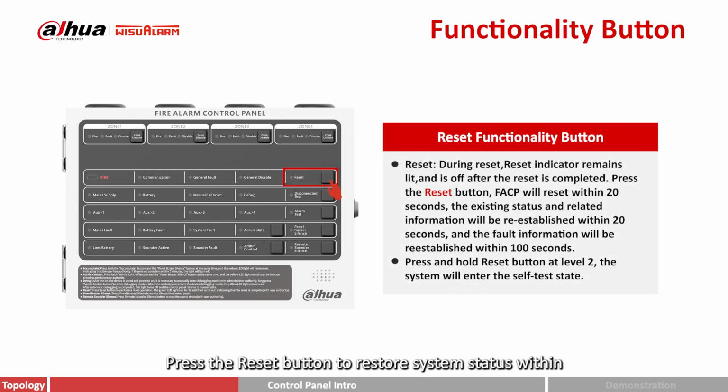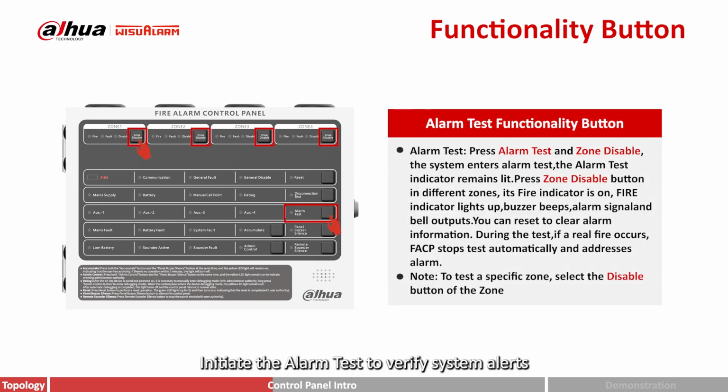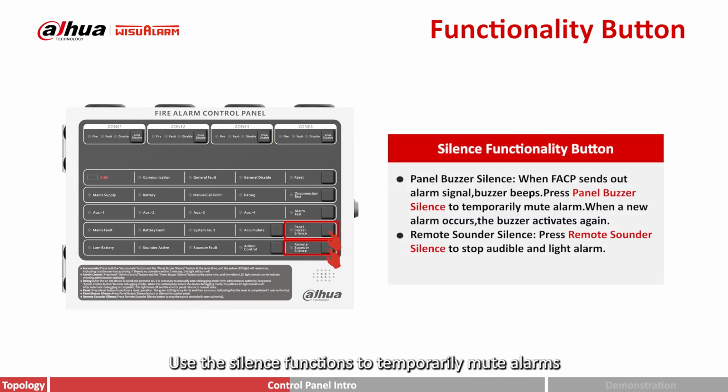Press the reset button to restore system status within 20 seconds and clear faults within 100 seconds. Activate the disconnection test to ensure system checks without affecting normal operations. Initiate the alarm test to verify system alerts while ensuring real emergencies are prioritized. Use the silence functions to temporarily mute alarms and manage alert notifications effectively.